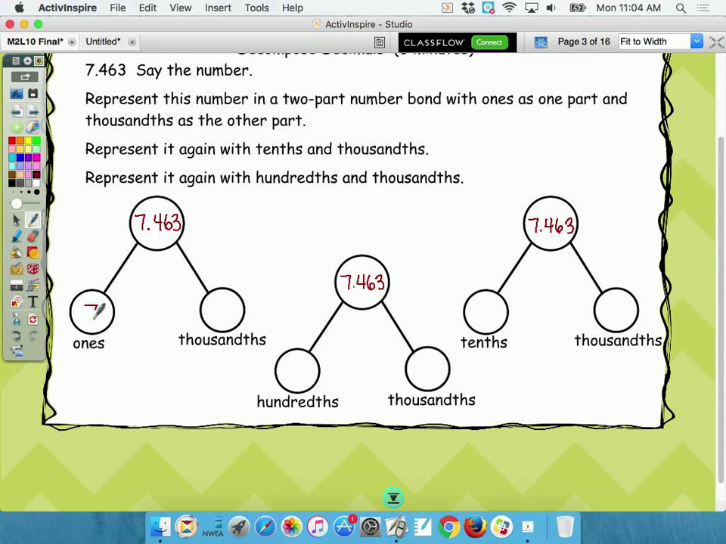7. What's left? 463 thousandths, right? Okay. So I took out the 7. Here's what's left. Before when we did this, we did a box.